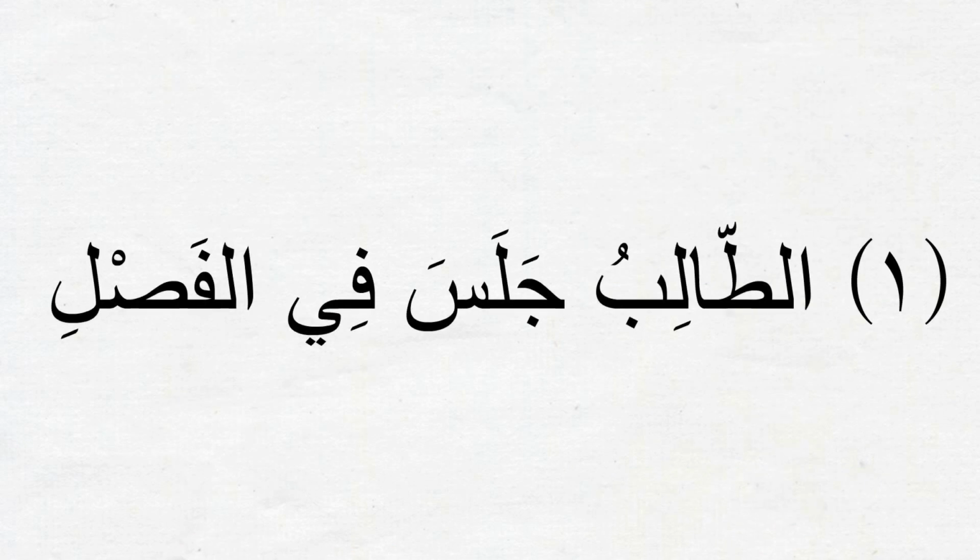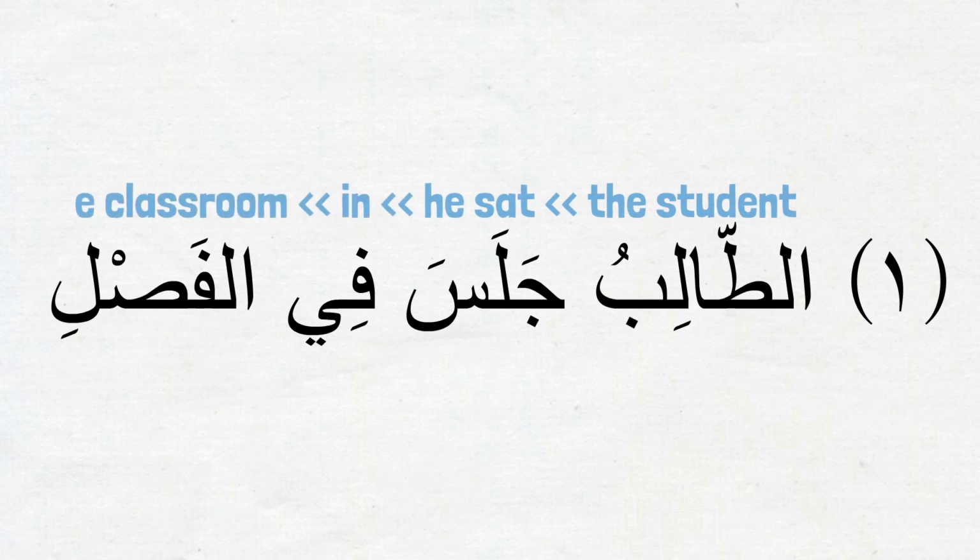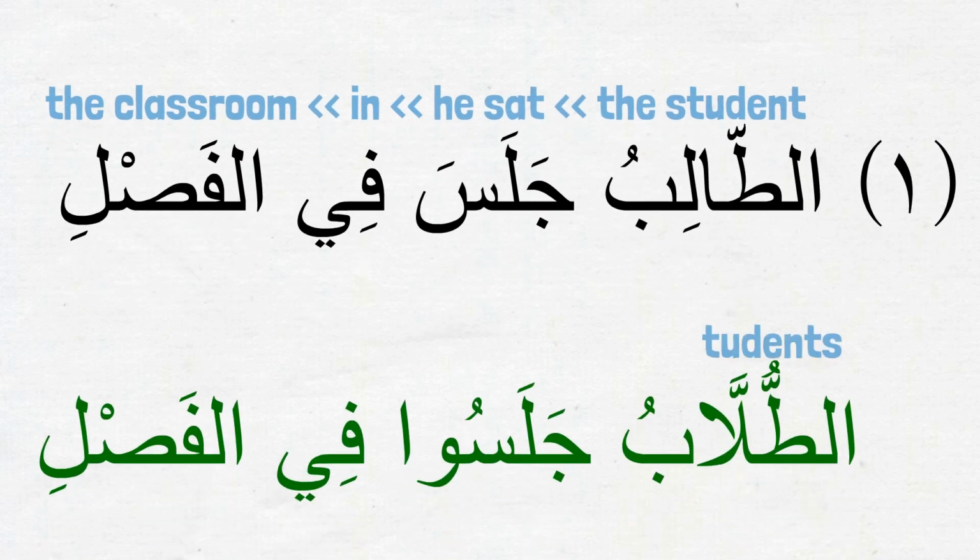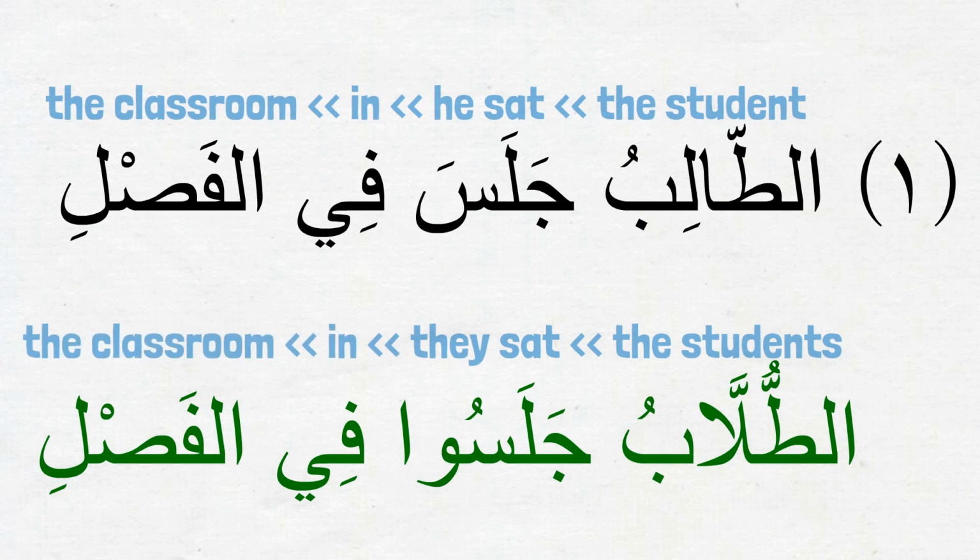The first sentence is الطالب جلس في الفصل. The student sat in class. What do you think the plural version of this sentence is? It is الطلاب جلسوا في الفصل. The students sat in class.